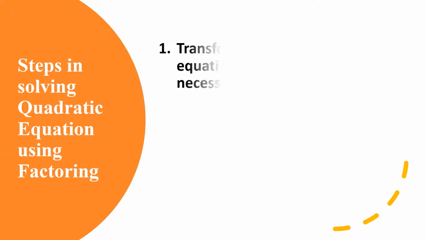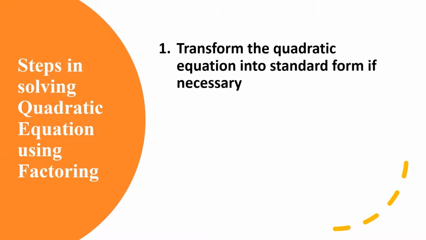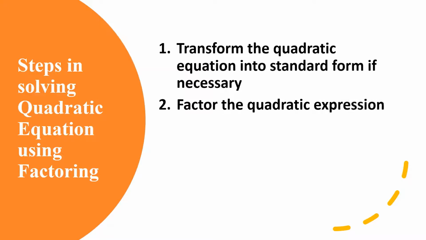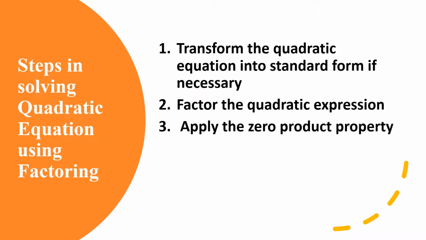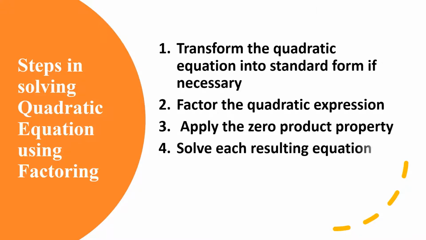Number 1. Transform the quadratic equation into standard form if necessary. Number 2. Factor the quadratic expression. Number 3. Apply the zero product property. Number 4. Solve each resulting equation, and number 5. Checking. Remember these steps as your guide in solving quadratic equations.